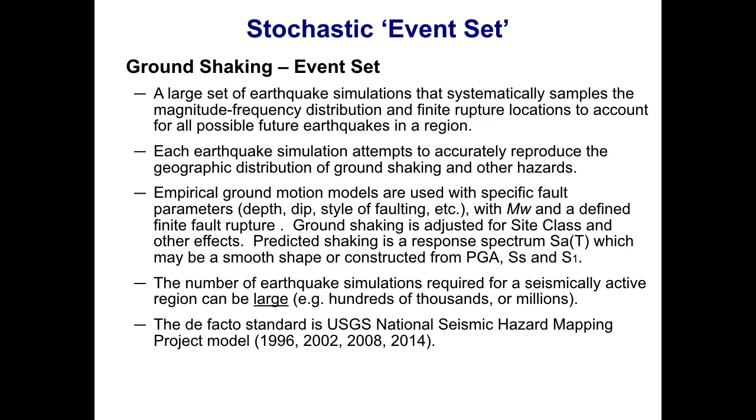Empirical ground motion models are used with specific fault parameters like depth, dip, style of faulting, etc., and a particular magnitude and a defined finite fault rupture. The ground shaking is adjusted then for site class and other effects, and the predicted shaking is given as a response spectrum. And that may be either a smooth shape or it may be a constructed shape based on PGA, short period, and long period spectral accelerations.